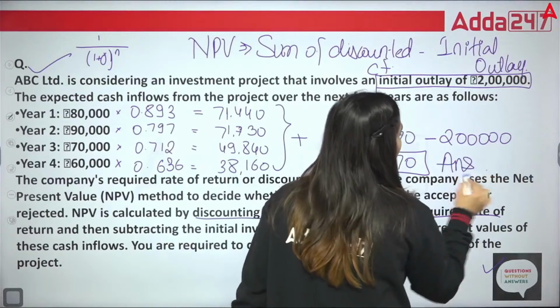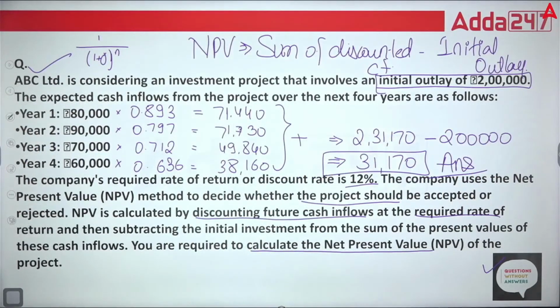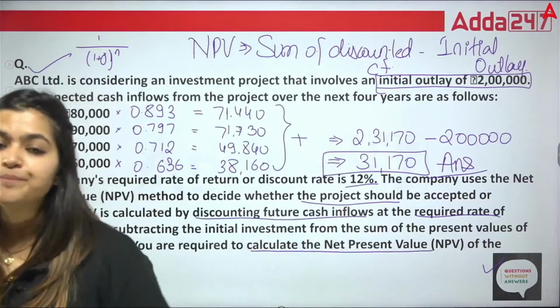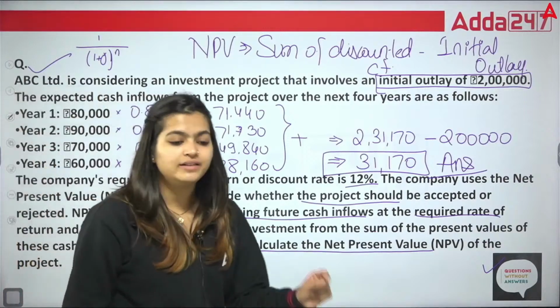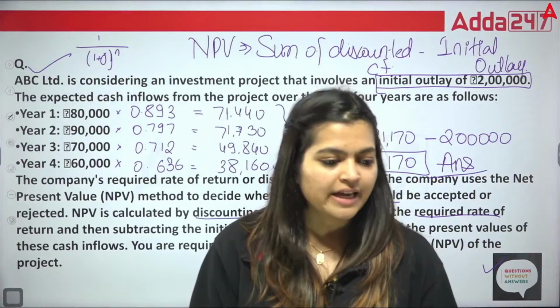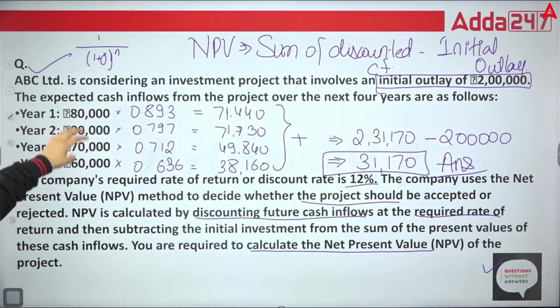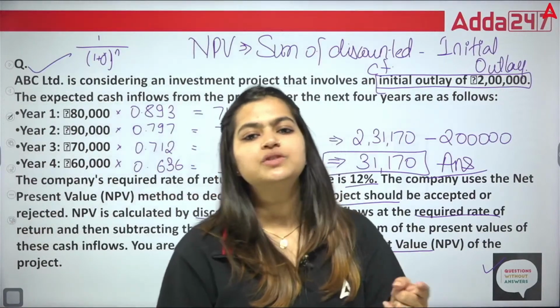And you know, as this is without options, we need to type this answer with the help of your keyboard. The correct answer of this question is 31,170. These types of questions they are going to ask in your exams. Remember, this is how we need to calculate the net present value of any project. Okay. So remember one more point, that here they have given different cash inflows. Otherwise, we could have used the direct method.